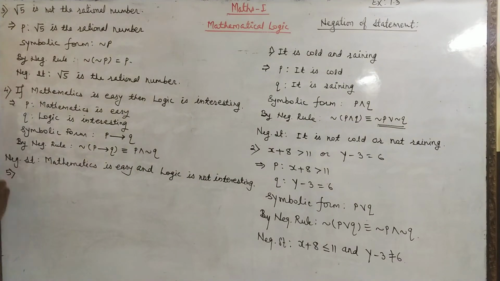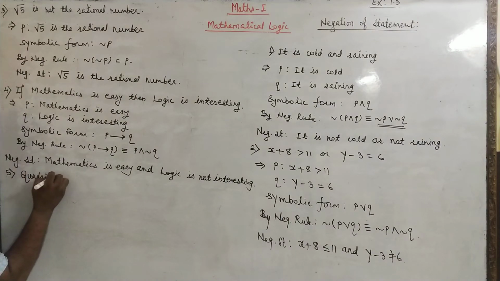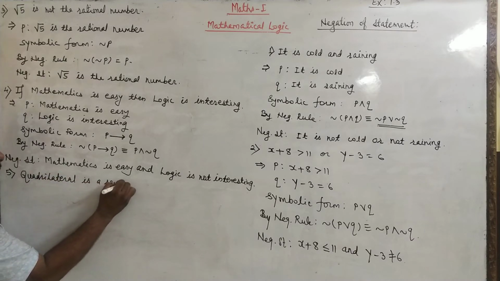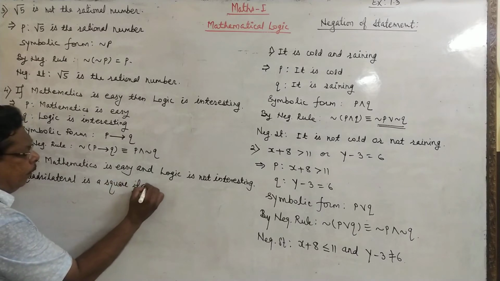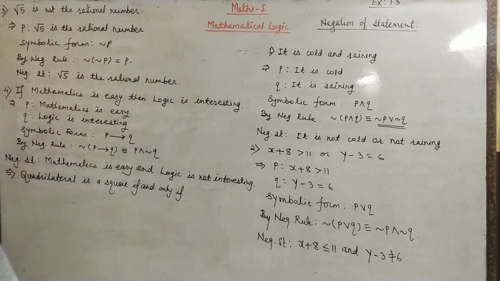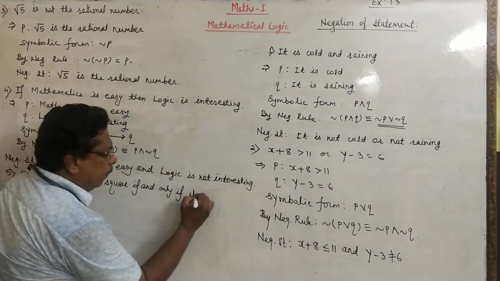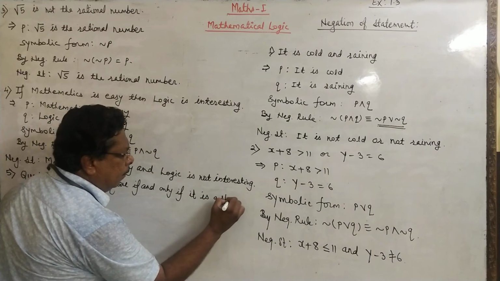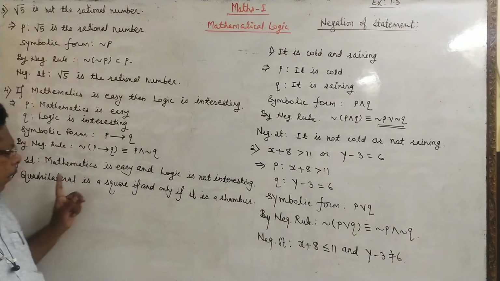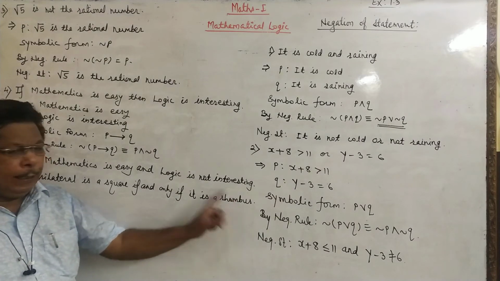Now the fifth question. Quadrilateral is a square if and only if it is a rhombus. We have to write the negation of this statement. Quadrilateral is a square if and only if it is a rhombus.